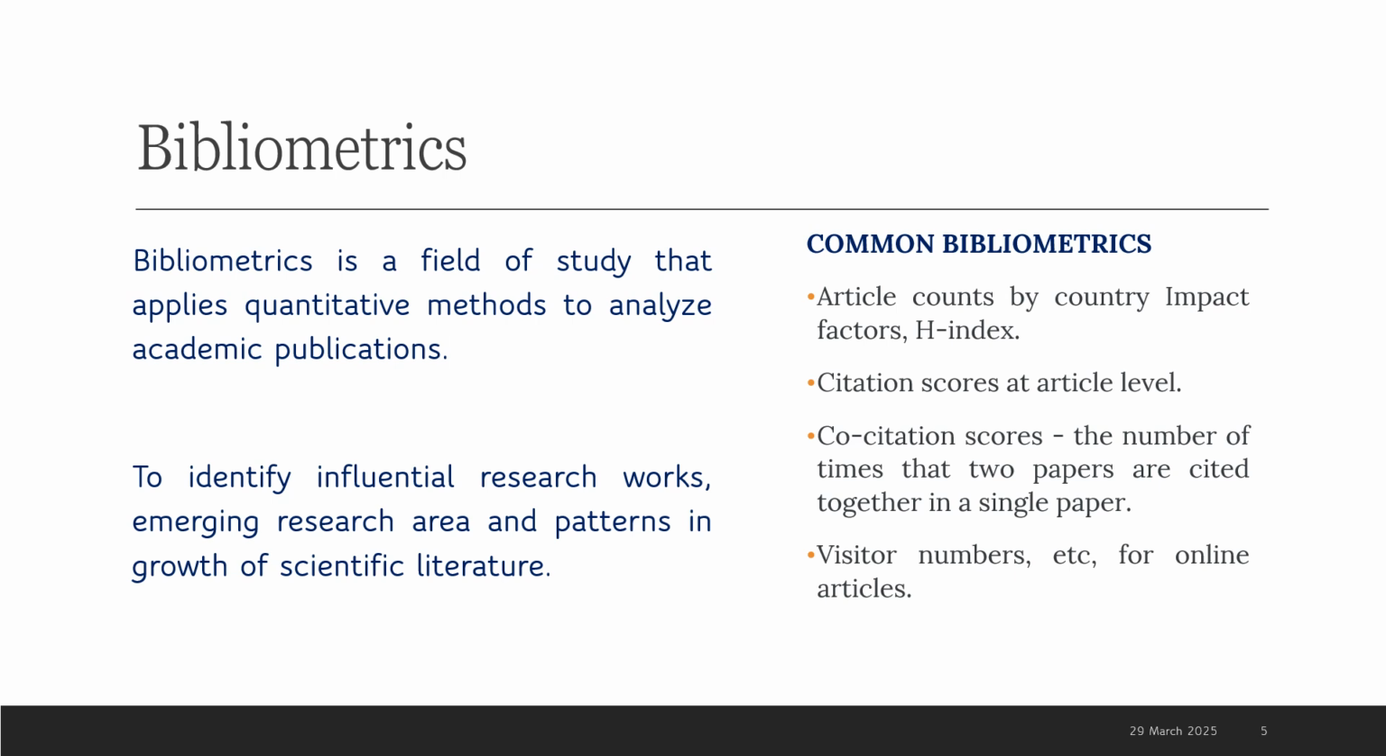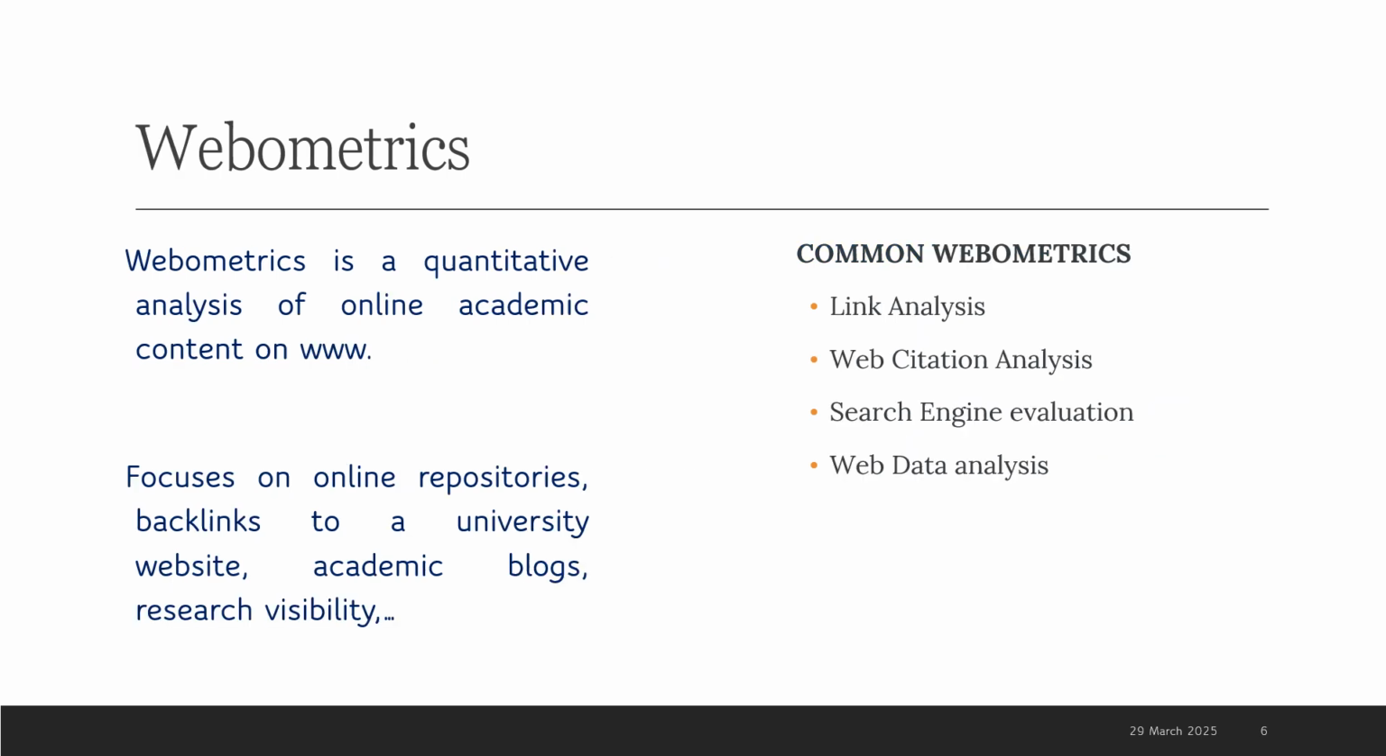Bibliometric analysis is particularly valuable in identifying influential research works, emerging research areas, and patterns in the growth of scientific literature. The key bibliometric indicators are total publications, total citations, impact factor, and H-index.